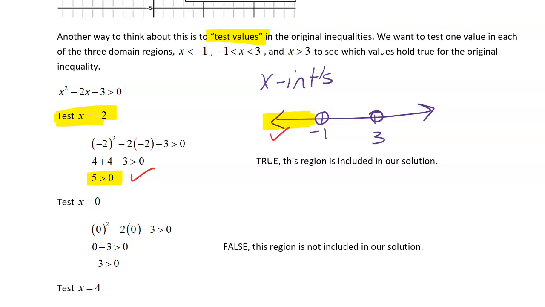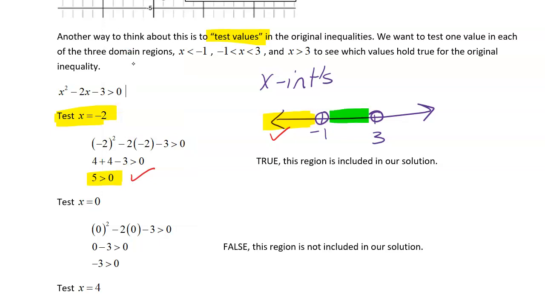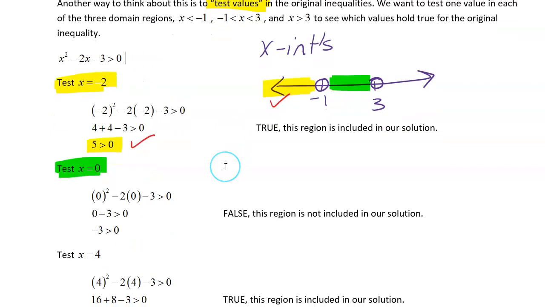All right, let me change to a different color here. So then you pick the next interval, which will be this middle section, and 0 is in that section. So they have plugged in 0 to see if that checks. Well, -3 is not greater than 0. So that one is not checking. That section is not checking.